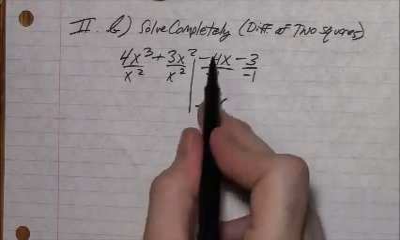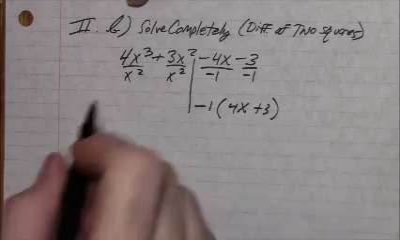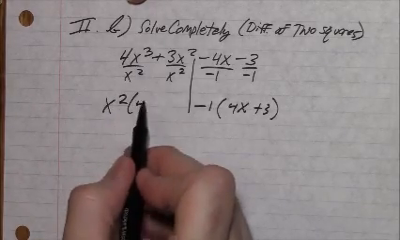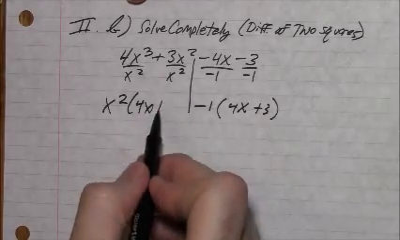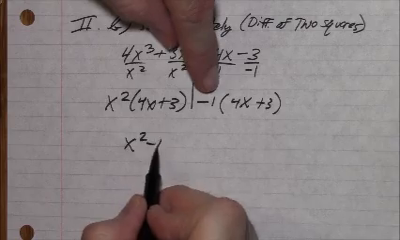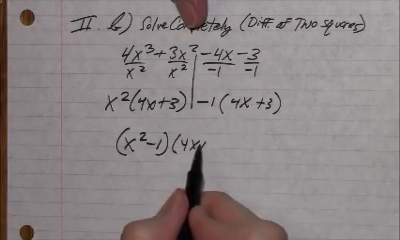This is an easier one. Negatives cancel. I'm going to get 4x plus 3. That means I should get 4x plus 3 when I do this one. And that does indeed give me 4x, x's go away, plus 3. That's what I get. So here I get x squared minus 1, and this common factor as 4x plus 3.